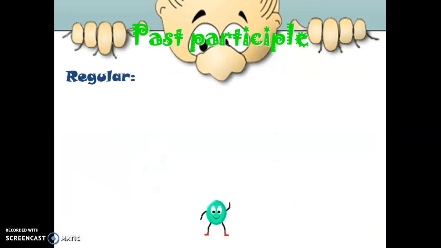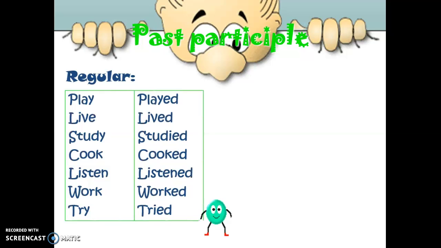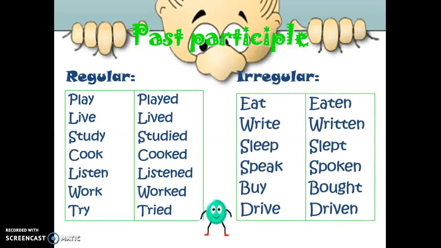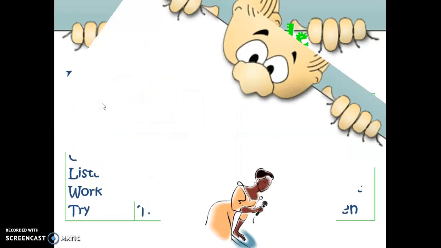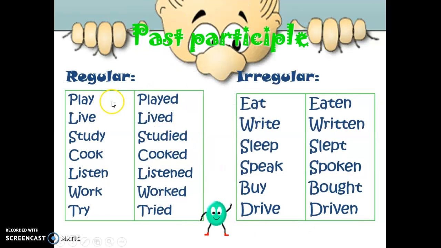Here we have the past participle verbs. Let's see how to learn them, guys. It's very important that you learn some of the main verbs. Here we have some of them. We have play. What is the past participle of play? Played. Live, lived. Study, studied. Cook, cooked. Listen, listened. Work, worked. Try, tried.